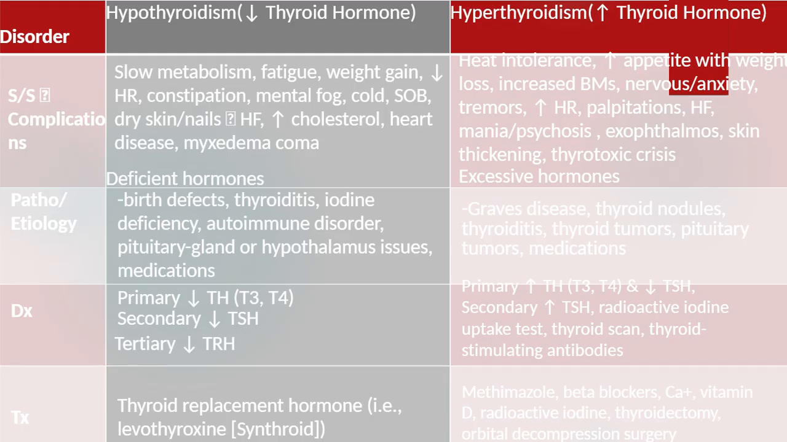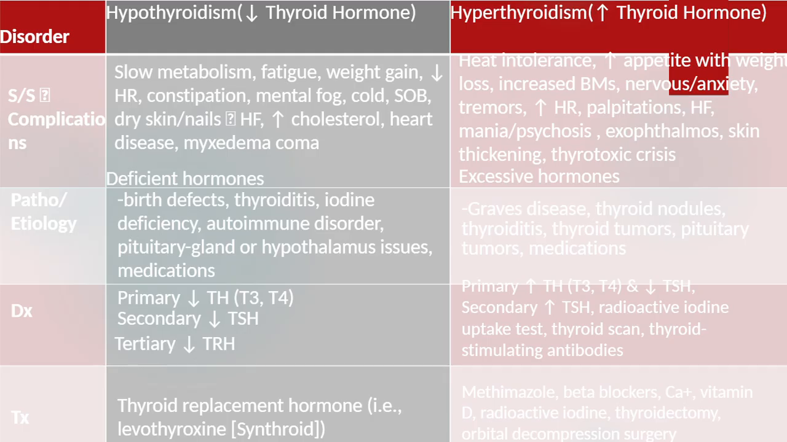Again, there are 3 different causes based on where the problem starts. Primary hyperthyroidism happens when the thyroid itself is overactive. Secondary hyperthyroidism occurs when the pituitary gland produces too much TSH, overstimulating the thyroid. Tertiary hyperthyroidism occurs when the hypothalamus releases too much TRH, causing a chain reaction of overproduction. The term thyrotoxicosis refers to the effects of too much thyroid hormone in the bloodstream, regardless of the cause.